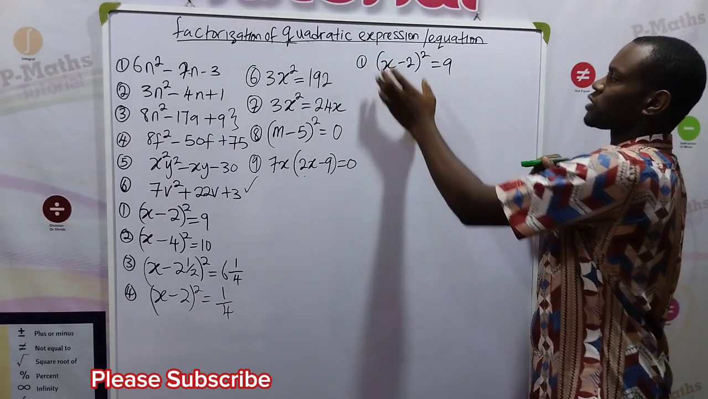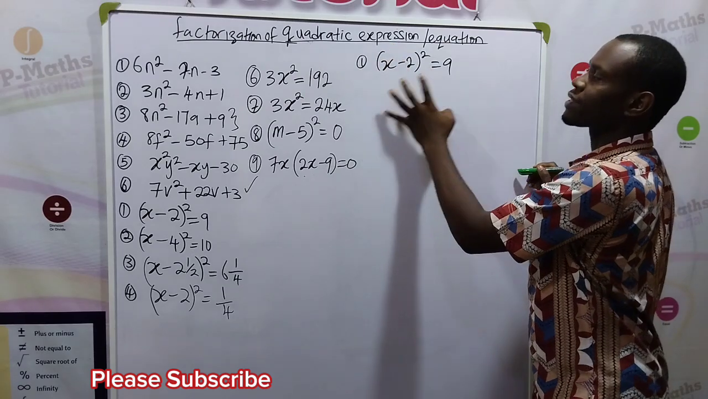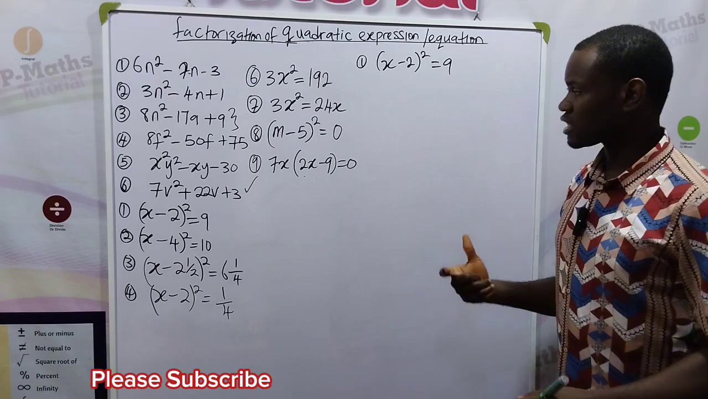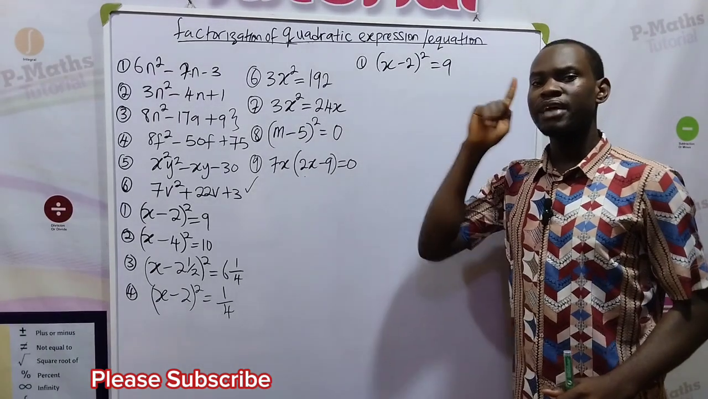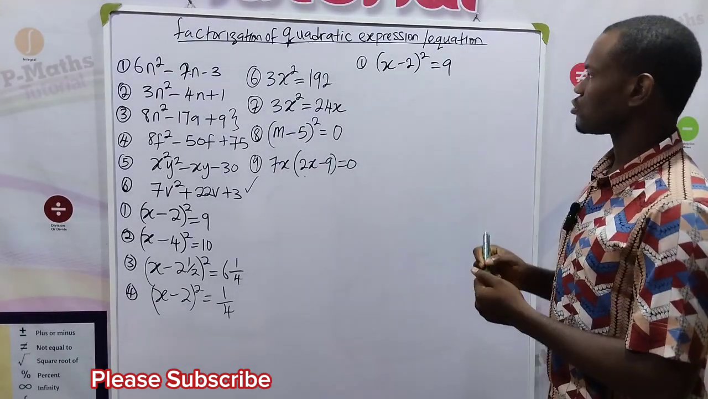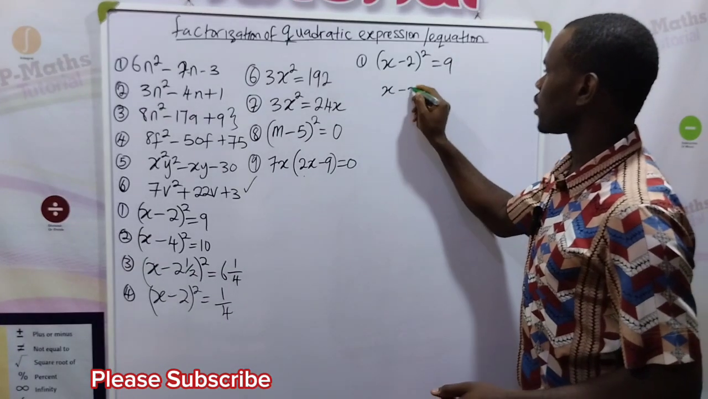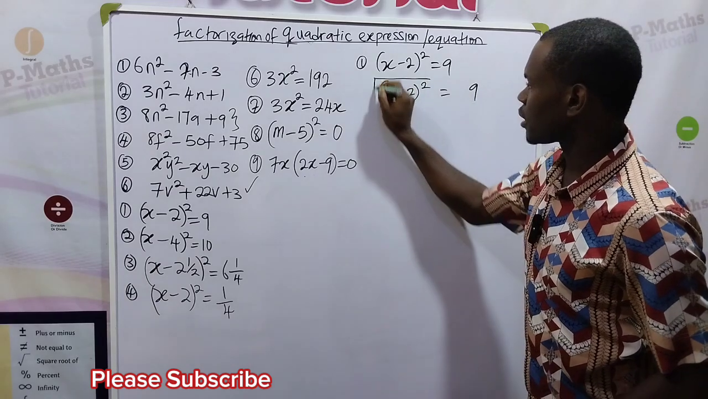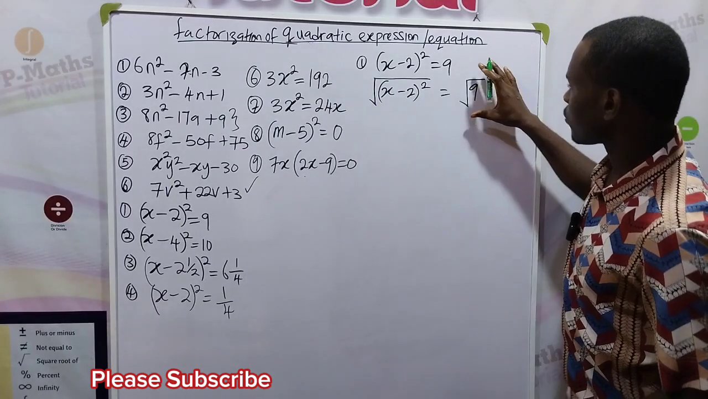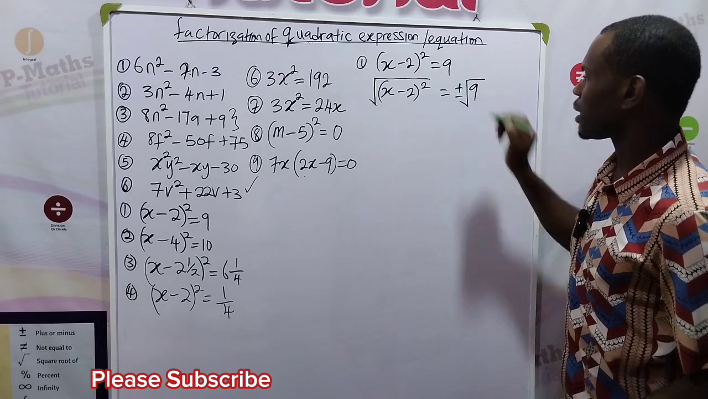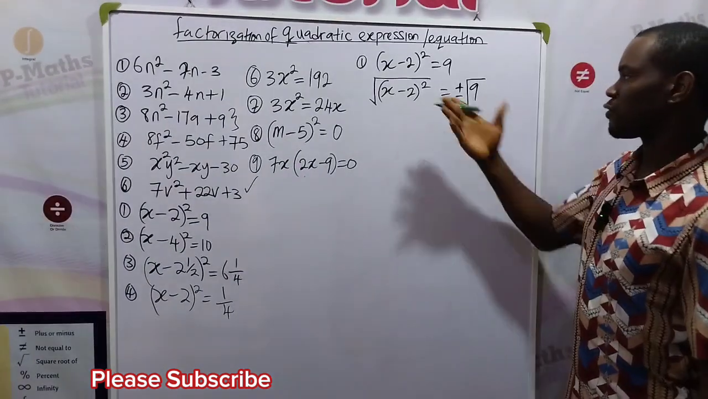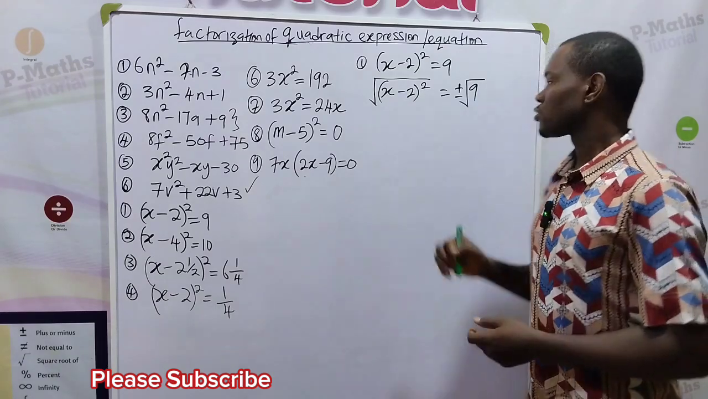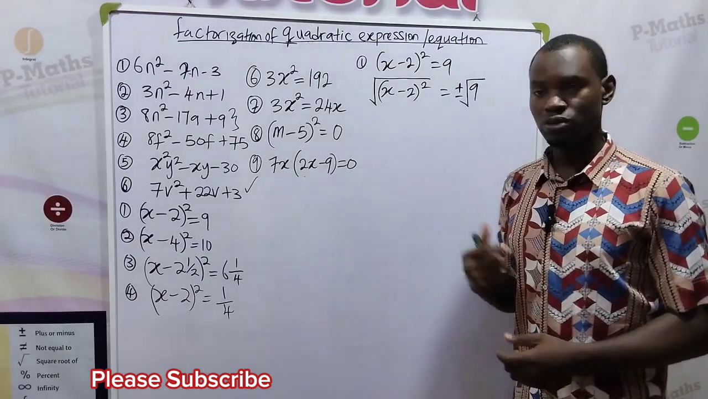Most students will go and expand this bracket, collect like terms, and produce a quadratic equation. When they have produced the quadratic equation, they now start factorizing it. That is a stress and waste of time. Look at what you do. Take the square root of both sides. You have x minus 2 squared equals 9. Now take square root of here and take square root of here. But for the right hand side, you introduce plus and minus because we are solving quadratic equation. Quadratic equation will always produce two solutions. So the plus and minus will help us produce two solutions.